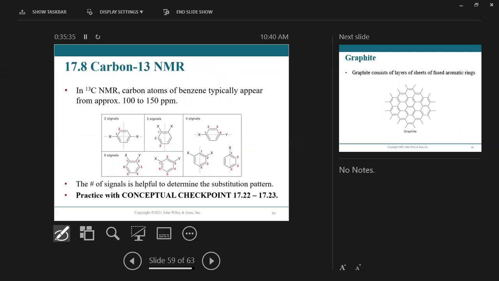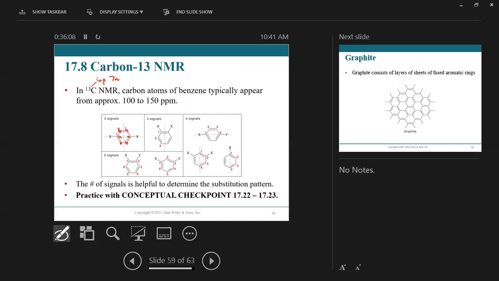It says in carbon 13 NMR, so this is not proton NMR, the carbon 13, which carbon 13 has how many protons? 6 protons and 7 neutrons. Carbon 13 NMR carbon atoms of benzene typically appear from approximately 100 to 150. So you have two different signals right here. What they should do is just label the carbons like A and B. You know, I just label this one A and these ones B.